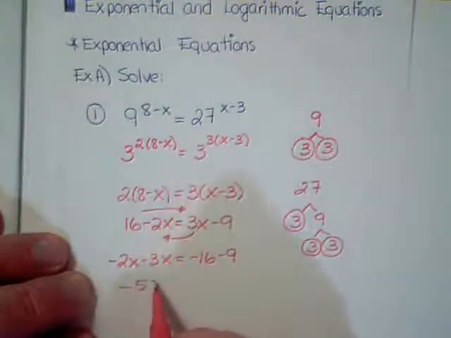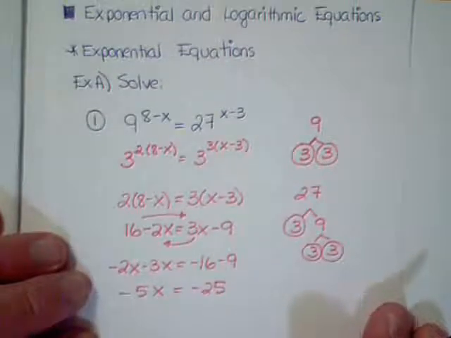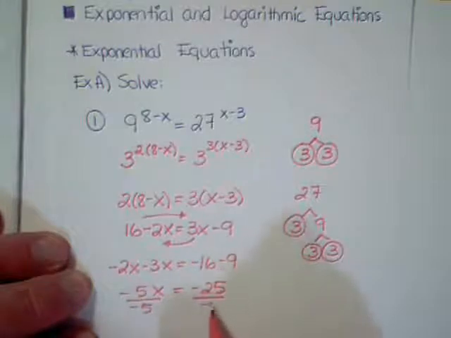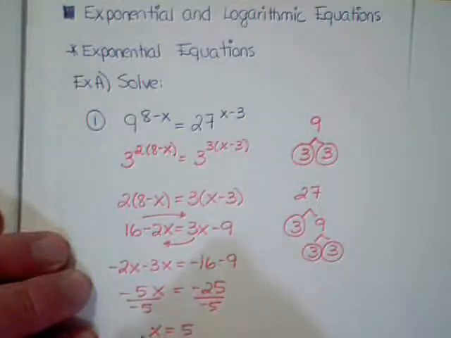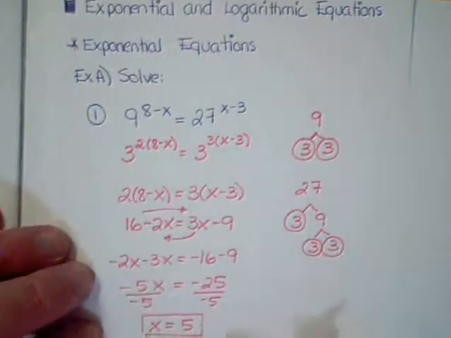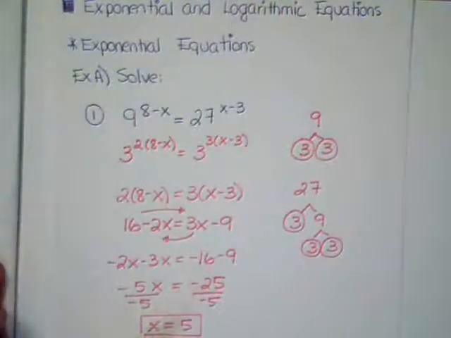So then I'm going to have negative 5x equals negative 25, and last step, divide both sides by negative 5. x then equals 5, and that's our answer. Let's go ahead and move to problem number 2 now.